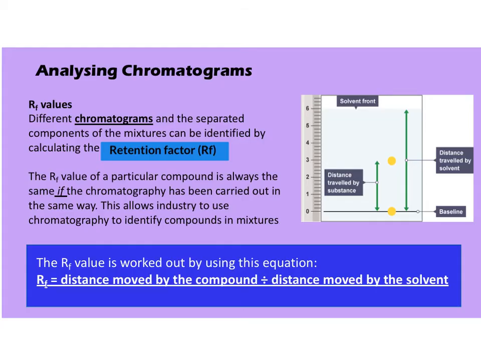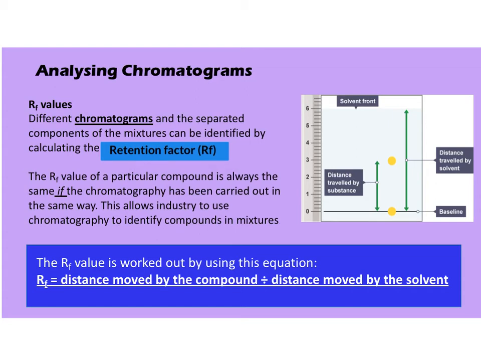Okay, so we've looked at how we do chromatography, and now we have to look at analysing chromatograms. So a chromatogram is what you're left with once your paper has dried. So different chromatograms and the separated components of the mixtures can be identified by calculating the retention factor, or the RF value. The RF value of a particular compound is always the same if the chromatography has been carried out in the same way. This allows industry to use chromatography to identify compounds in mixtures.